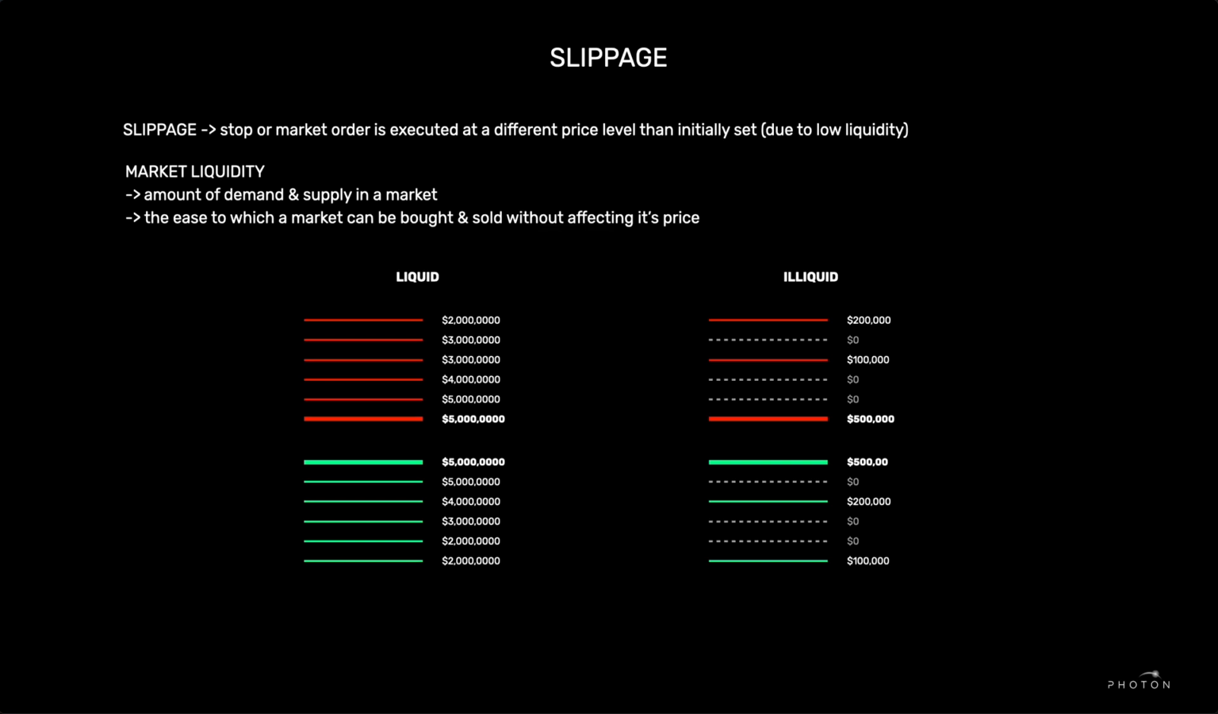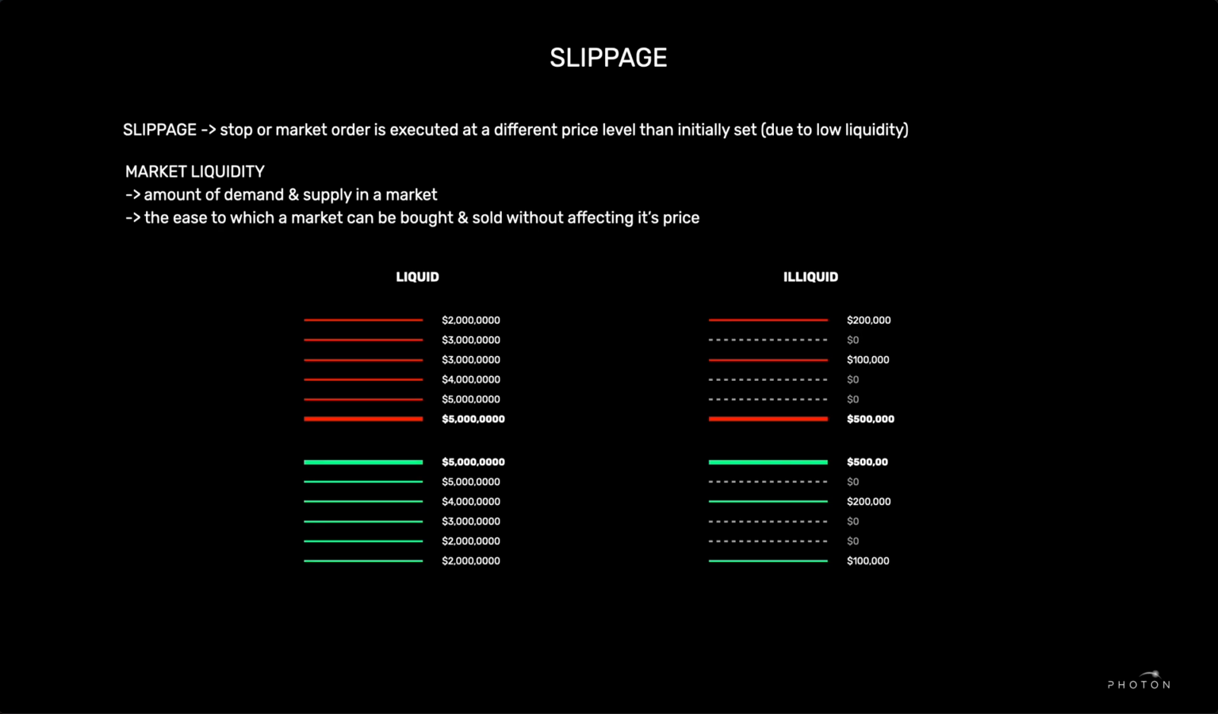Because remember, for every buy order in the market to be filled, it must be matched with an equivalent sell order. And vice versa, for every sell order in the market to be filled, it must be matched with an equivalent buy order for that trade to actually occur and go through. So, for example, let's say price comes to the level at which you set your stop loss order, where you want to be closed out of your position.